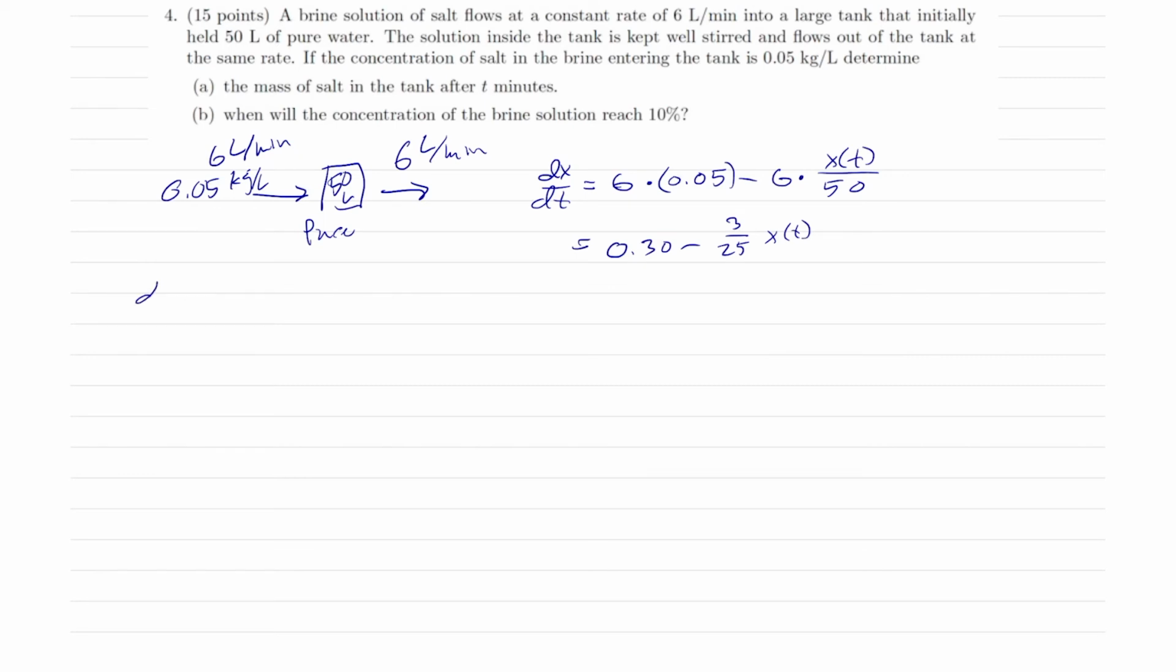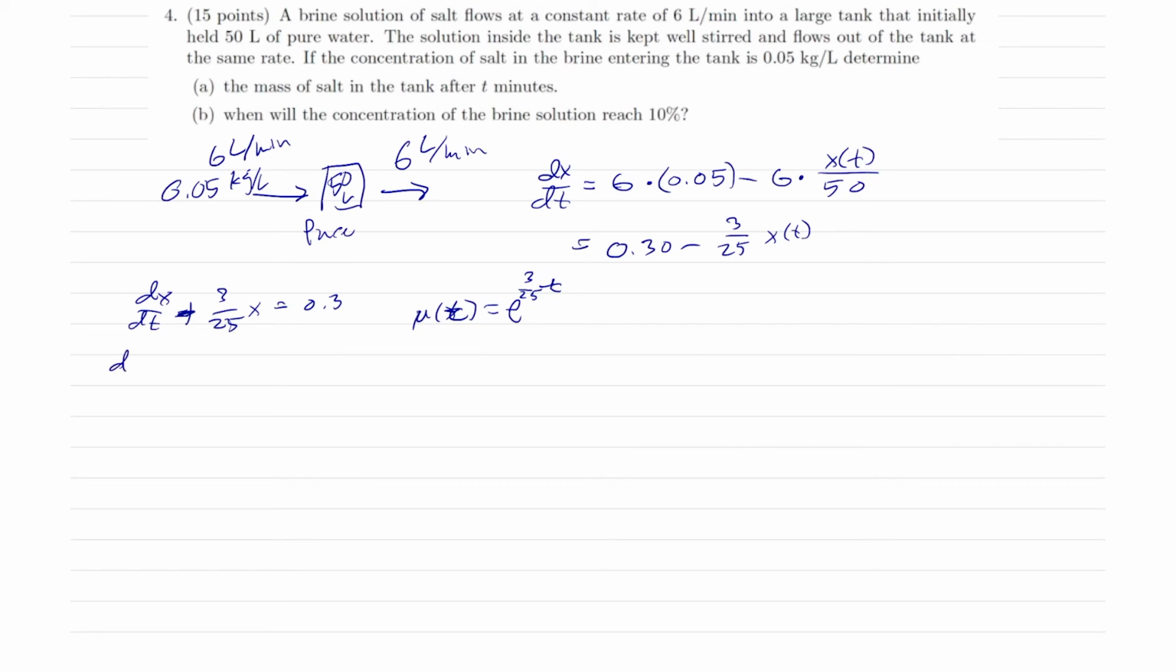So we're going to rewrite it as dx/dt plus 3/25 x is equal to 0.3. All right, my integrating factor then is mu(t) is equal to e to the 3/25 t, just because this is p and p is constant, so it just gives me that. Multiply both sides by this and integrate.